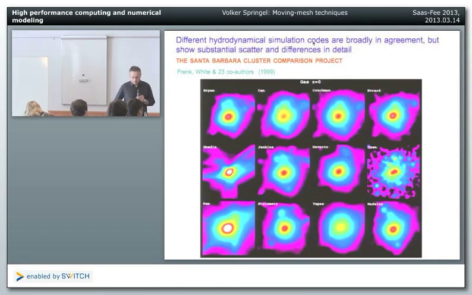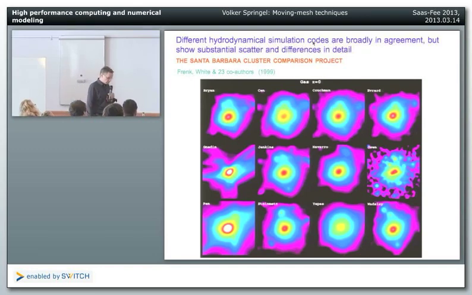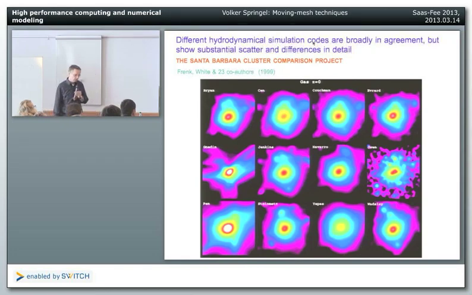Starting out with this by now historic code comparison of the Santa Barbara cluster. That was a code comparison project started at the end of the 90s, so about 15 years ago. At the time, people were doing the first hydrodynamical simulations in cosmology, looking here at galaxy clusters. The authors of these 12 codes were given the same initial conditions. Actually, they didn't use exactly the same initial conditions. All of them reduced the resolution of an initial displacement field that was given at high resolution to something that they could accommodate on their computers. This is also possibly a source of a difference.